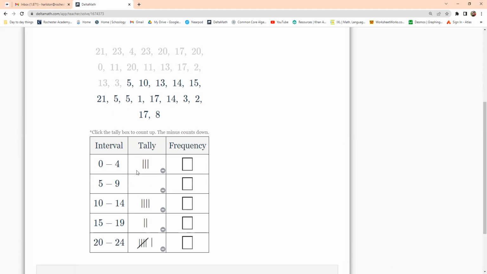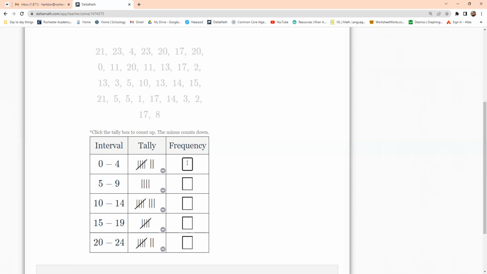I guess I am going to do this one. 3, click it. 5, click it. 10, click it. 13, click it. 14, click it. 15, click it. 21, click it. 5, click it. 5, click it again. 1, click it. 17, click it. 14, click it. 3, click it. 2, click it. 17, click it. 8, click it. And then you just tally them.